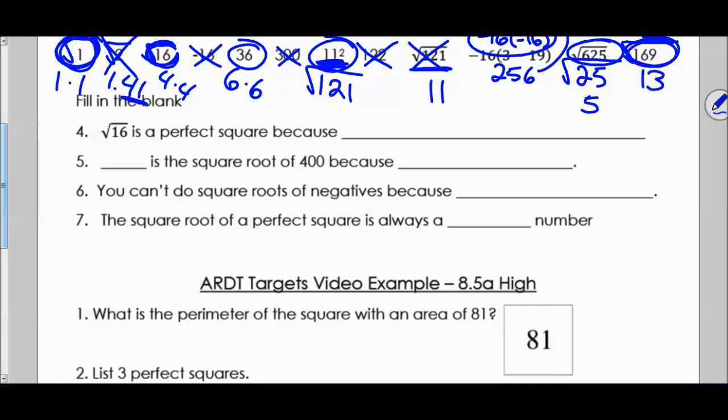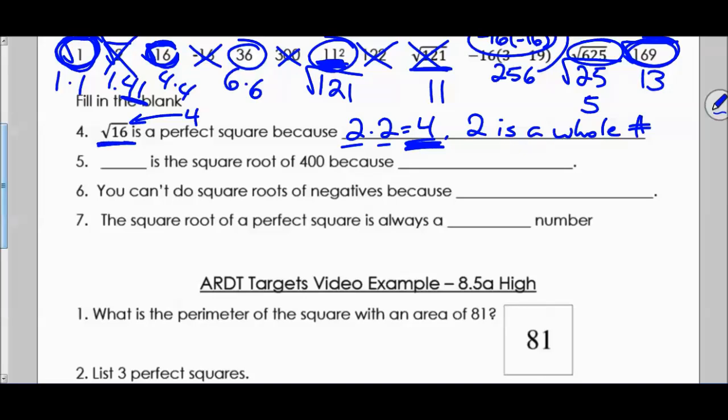This next one's asking us to fill in the blanks. The square root of 16 is a perfect square because... Alright, so this number is really the number 4. So this is a perfect square because 2 times 2 equals 4, and 2 is a whole number. We have a whole number times itself to give us that number. That means that has to be a perfect square. Again, we're not really talking about the number 16 here. We're talking about the number 4 because it's the square root of 16.